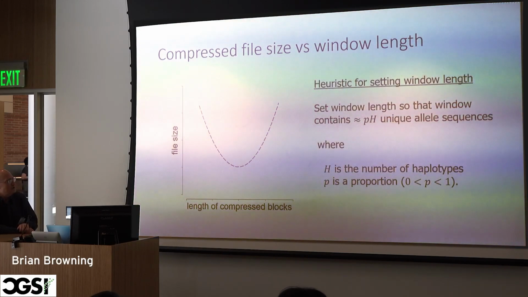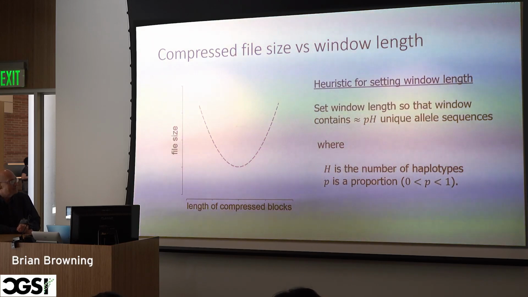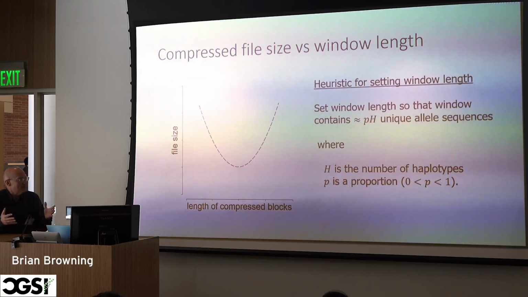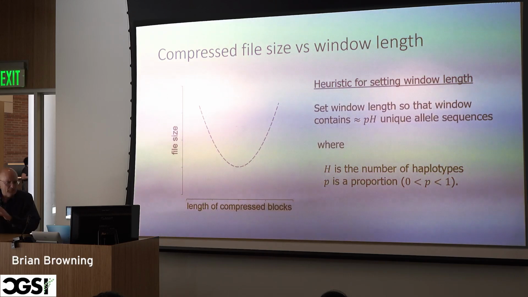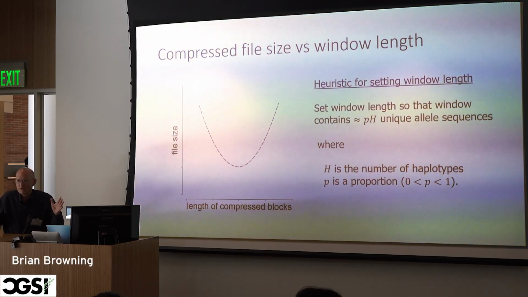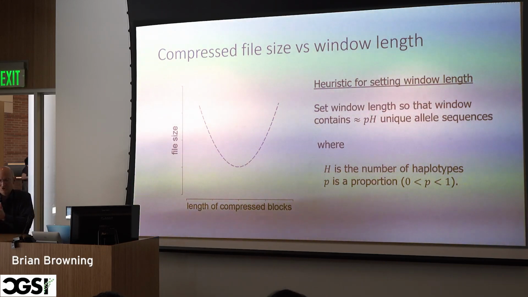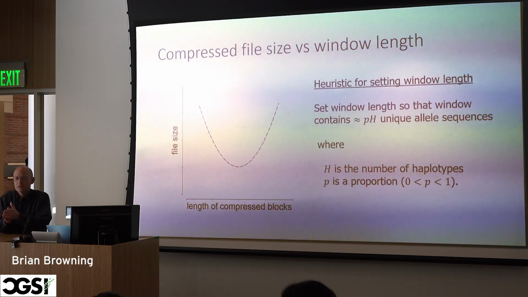So what you can do is just set your window length based on the number of unique allele sequences. H is the number of haplotypes, P is some proportion. In one of my projects, I tuned this to be about 0.25, a quarter. And the idea is you just start marching along.